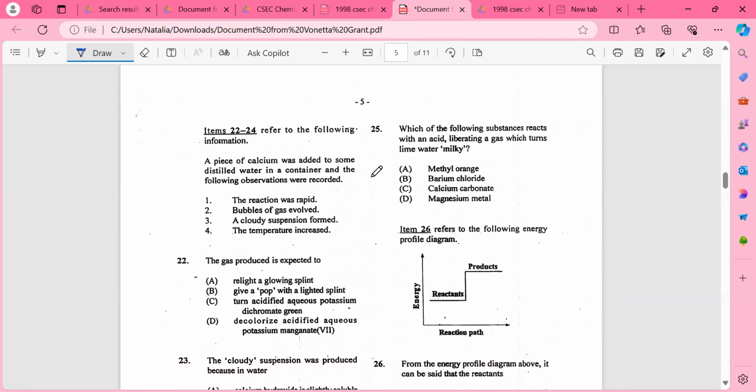A piece of calcium was added to some distilled water in a container, and the following observation was recorded. The reaction was rapid. Bubbles of gas evolve. The bubbles of gas which evolve are hydrogen gas. The solution is cloudy. So when calcium reacts with water, it forms calcium hydroxide. Calcium hydroxide is sparingly soluble. So the suspension that is formed is calcium hydroxide because it is sparingly soluble. And it forms hydrogen as well.